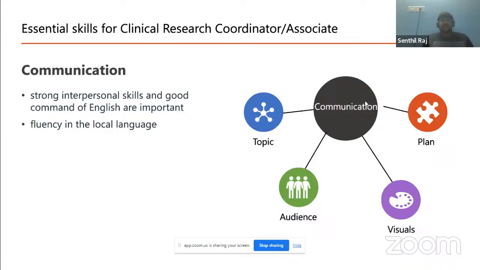When it comes to skills, as I said, it's all about communication. A CRC will be mostly positioned at the site, but a CRA will have to travel. His job is a traveling job. I was in the Chennai position, so I had to travel. Tiruvallur is the next district, and then I have to travel to Vellore, which is around 200 kilometers from Chennai. Again, I have to travel from Vellore to Madurai, which is around another 400 kilometers. So the CRA job is a traveling job.